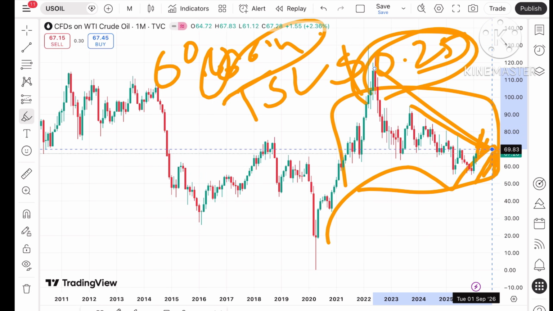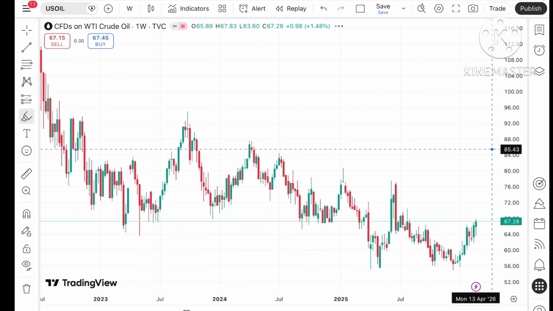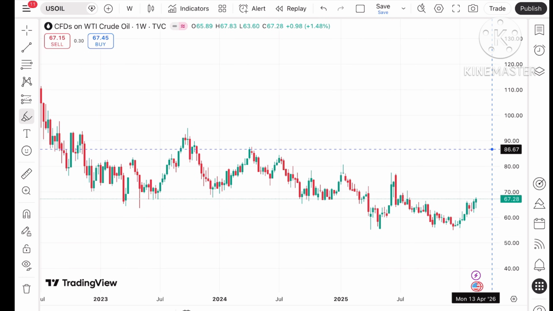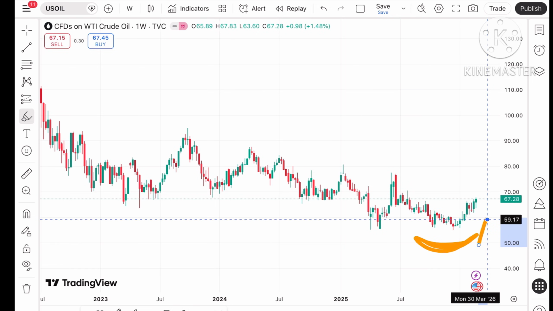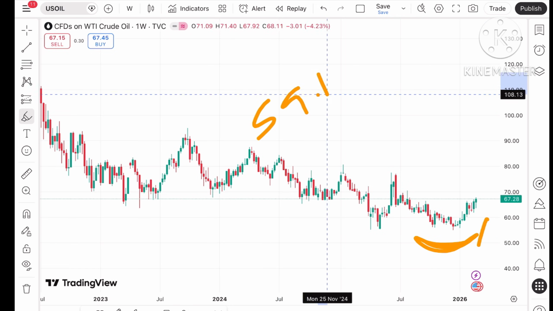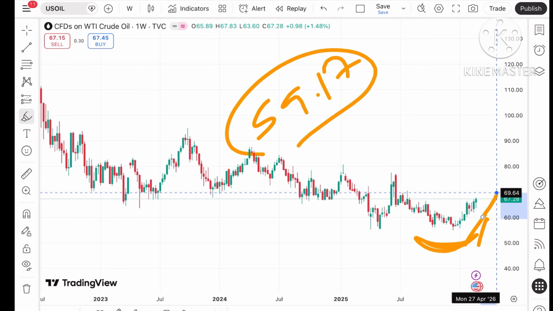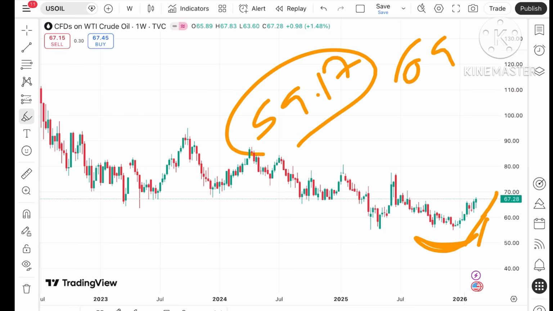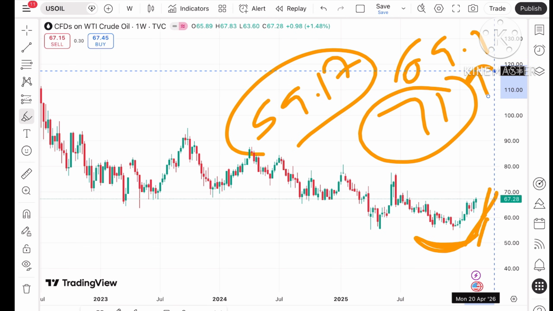Overall the trend is downside. Now I'll show you the weekly chart, so you will understand how the price is moving. If you look at the weekly chart, we have seen a swing formed at this level. If the price keeps moving above a level of 59.17, we will see the price move further upside, and if it keeps moving above this level, it can move towards 69.74, and from there a probability of going above a level of 71 can be seen.